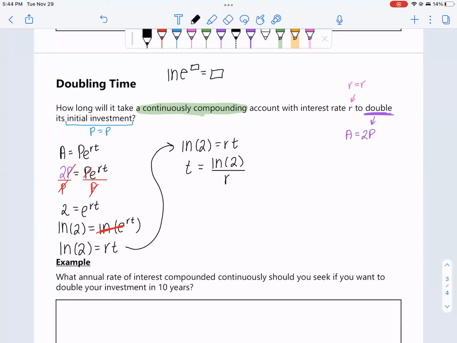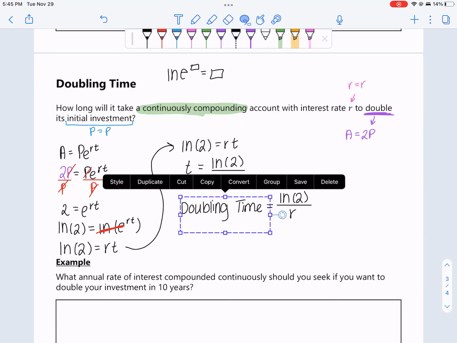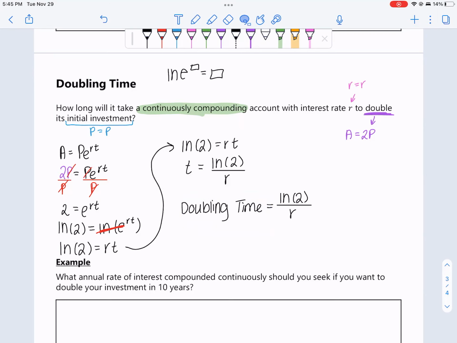What does that mean? The doubling time, the time it takes to double your investment, is ln 2 divided by whatever interest rate you have. That's it. That's what it is. It doesn't matter what your initial investment is. ln 2 over r will tell you how long it takes to double your investment. This is an important formula.